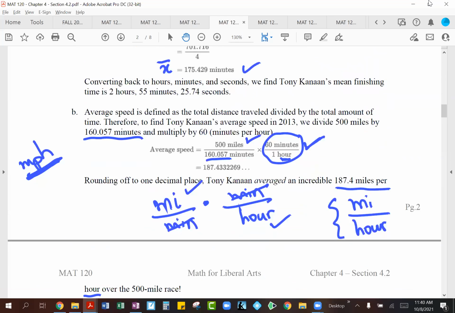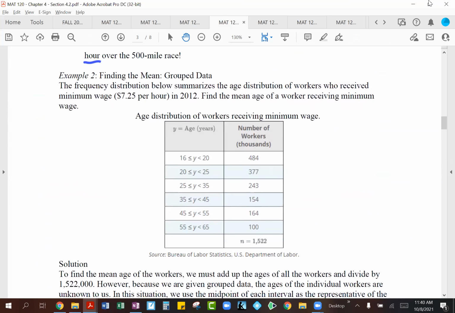However, in our miles per hour, we wanted to keep the hour, and we knew miles per hour means the hour has to go on the denominator. So that means the minutes were going to cancel out, and that's how we set it up. So that's what we call, like I said, dimensional analysis, when you're doing these conversions, going from one unit to the other.